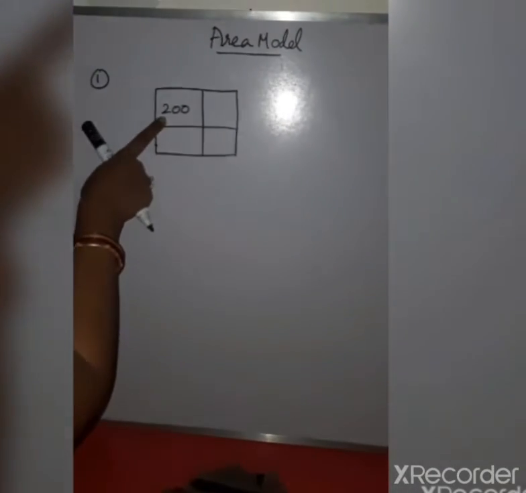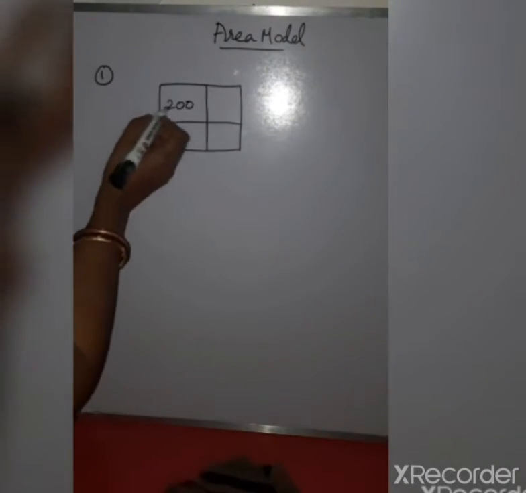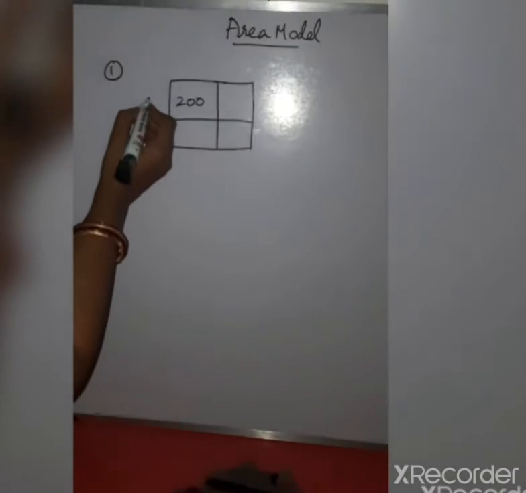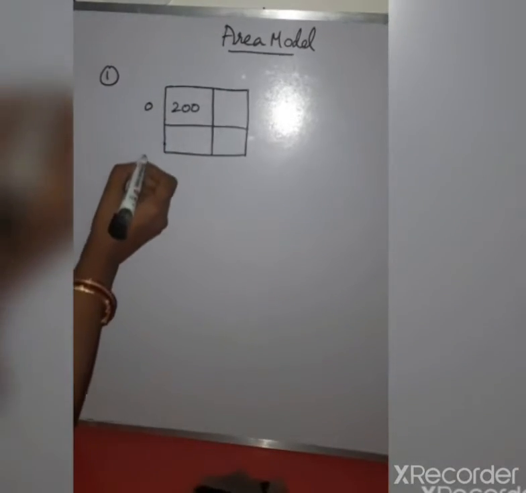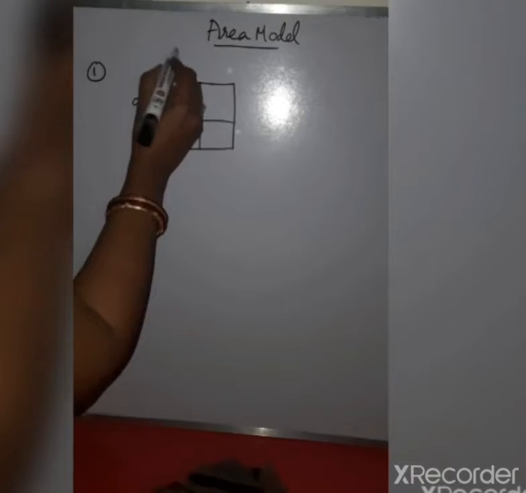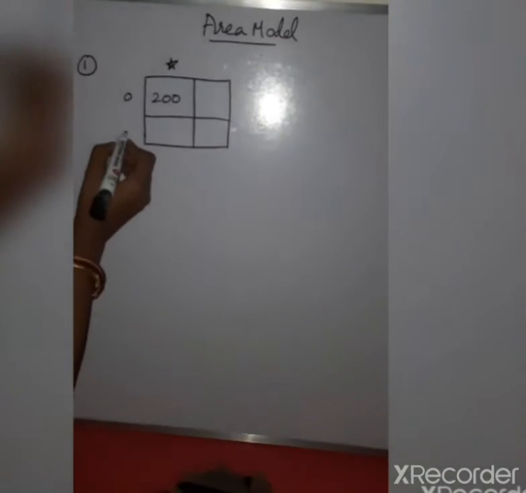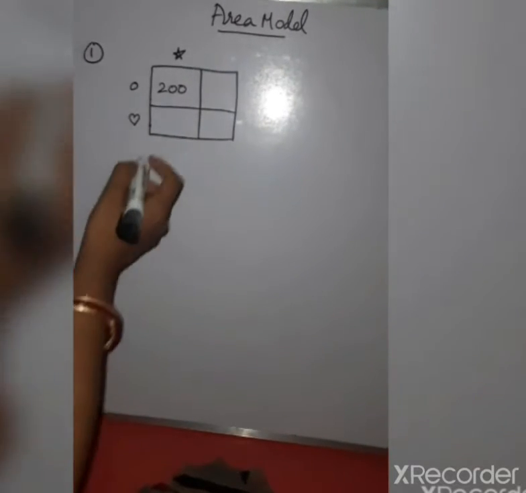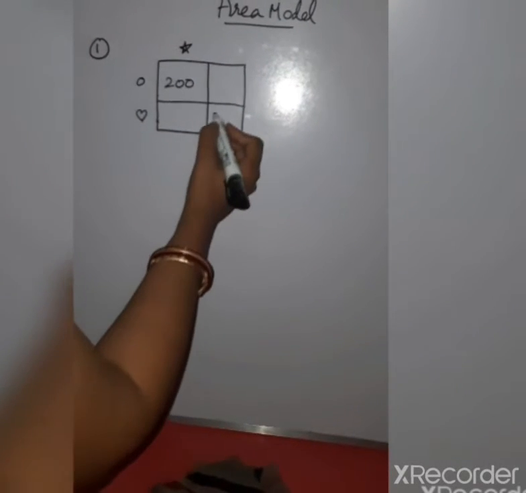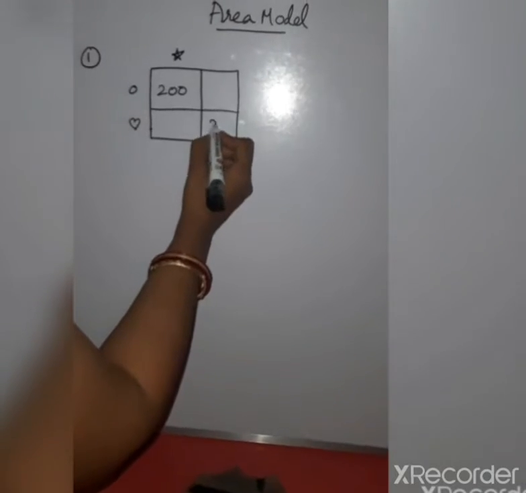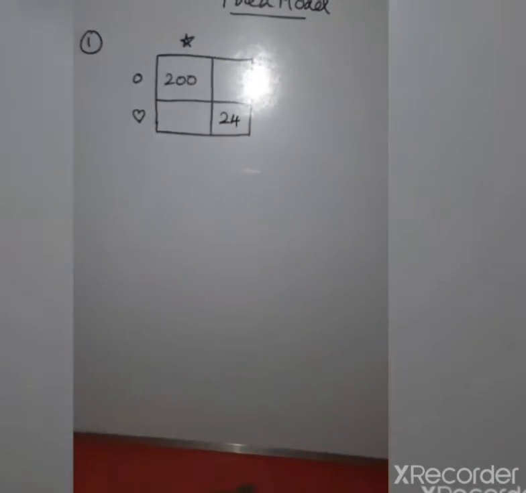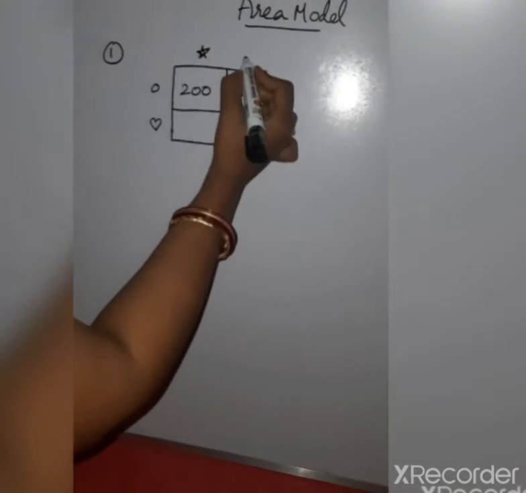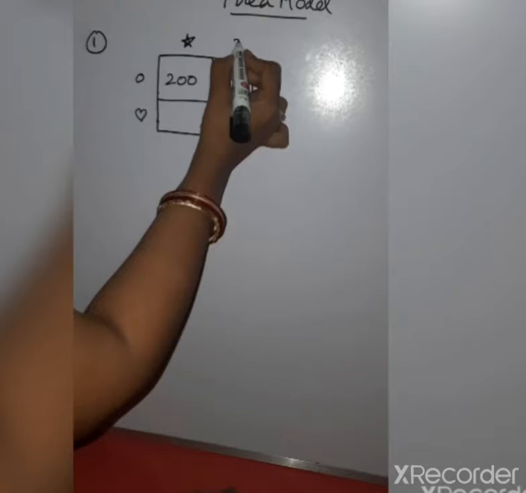Like for the first box it is mentioned as 200, and we don't know the length and breadth of it. They have just given the symbol. Let us have a circle symbol here, and a star here, and let me have an Artin symbol here. One more area is given for you, which is 24, and the measurement of this length is given to be 3.